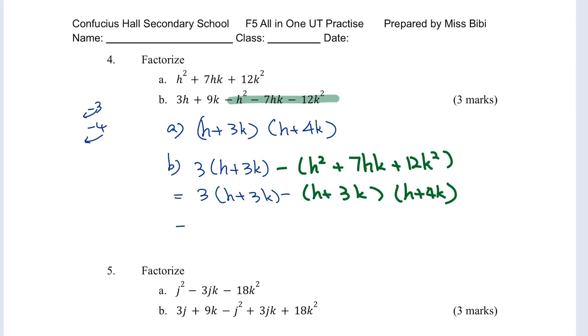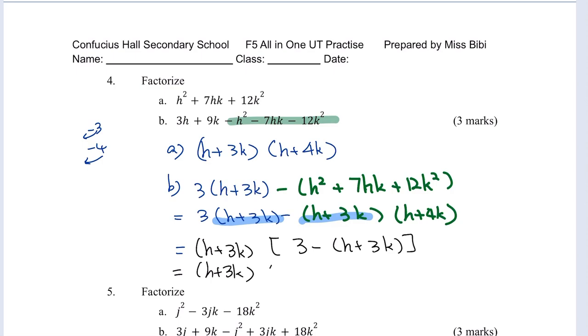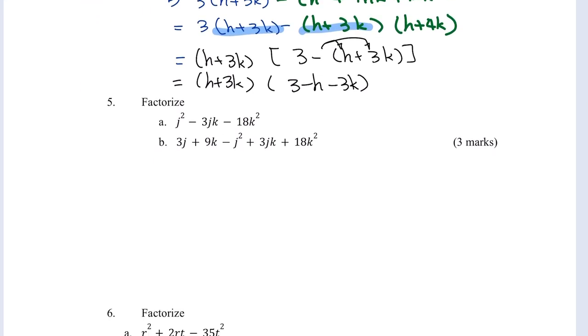And then now anything common between these two sets? You take that out. Oops. Here. Do that in the front, and whatever is left, give a big bracket first. You need every single step, okay? This is 3 marks, which is a lot of things. And then open up the brackets. So 3 minus h minus 3k, and that's your final answer. Okay, good. Let's continue. Next one.